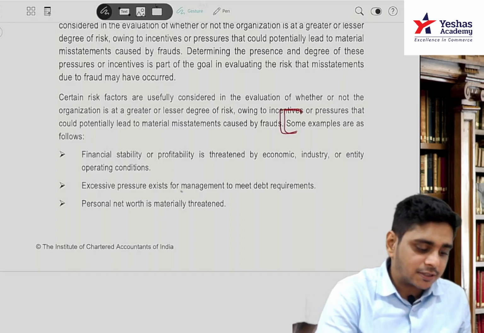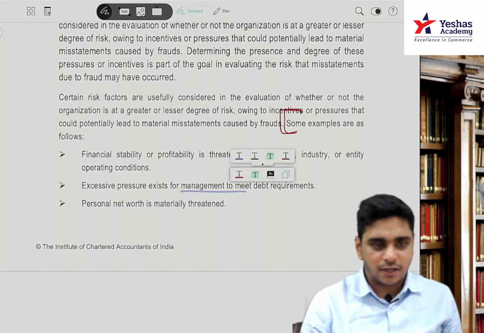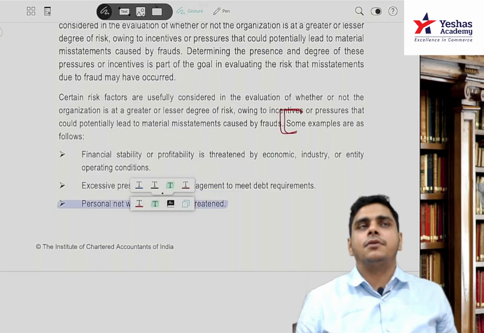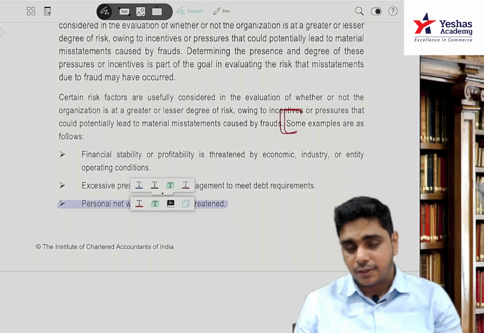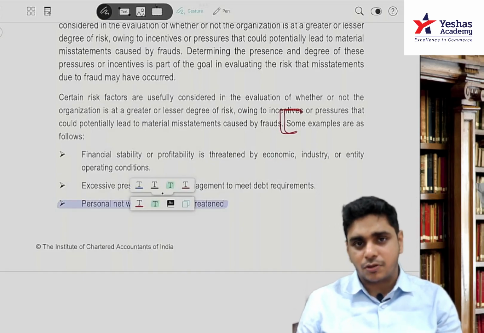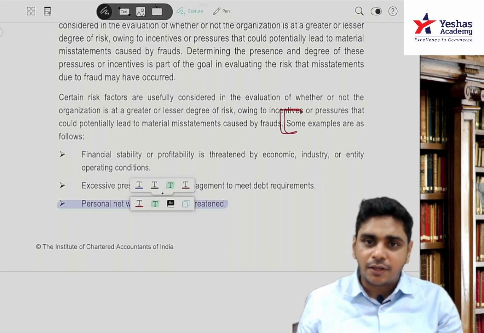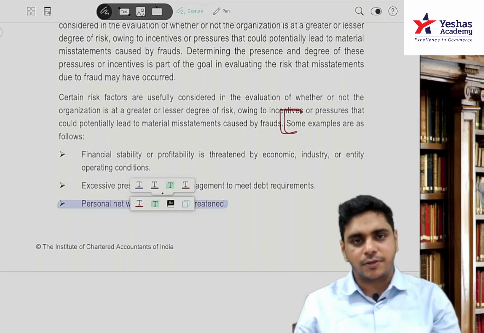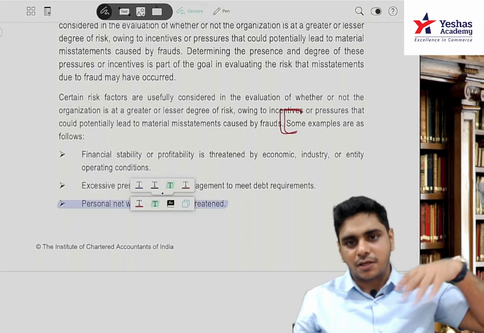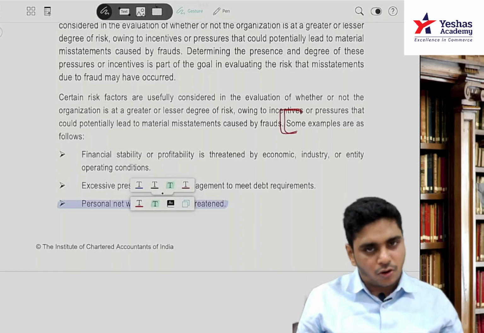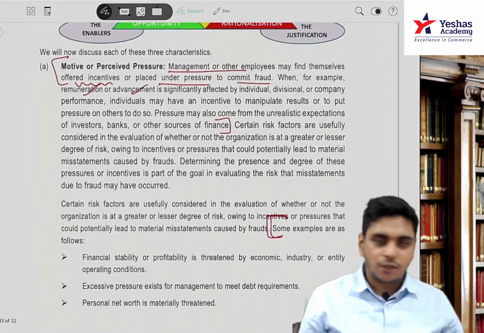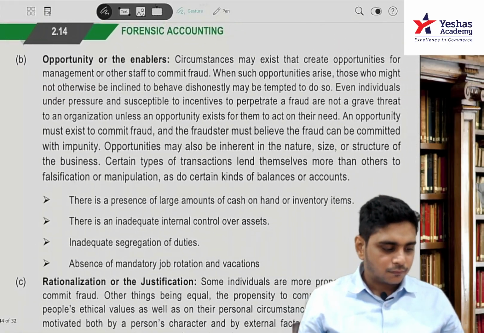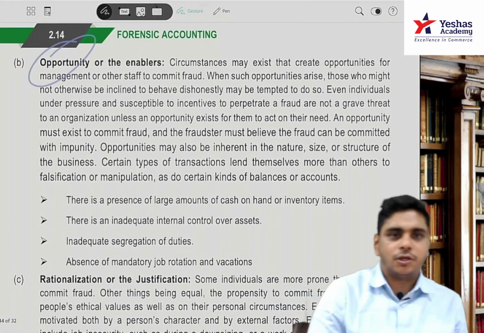So excessive pressure exists for management to meet that requirement. The example I gave, personal net worth is materially threatened, like in the fraud of Anil Ambani. Because the Ambani tag was there, he was window dressing the company. But after some years, people got the clear picture. So to maintain that personal image, the company was making financials in a wrong way. This is called motive or perceived pressure. O, opportunity.